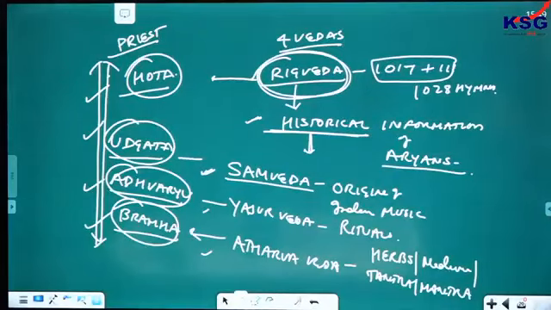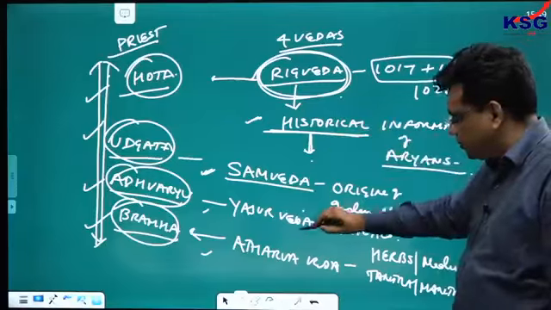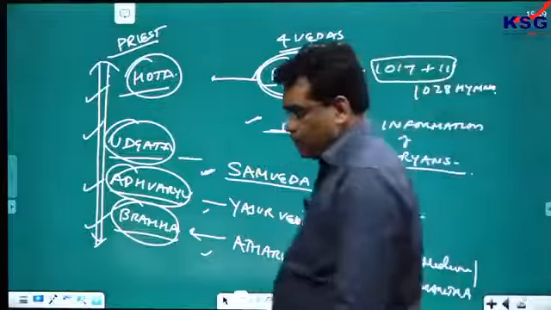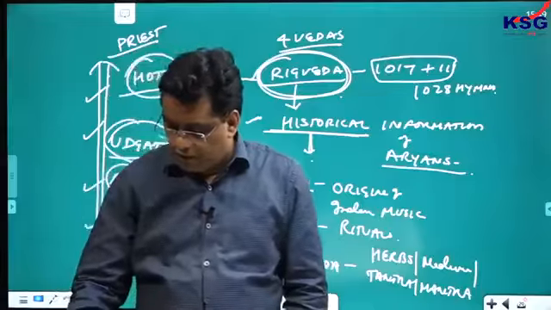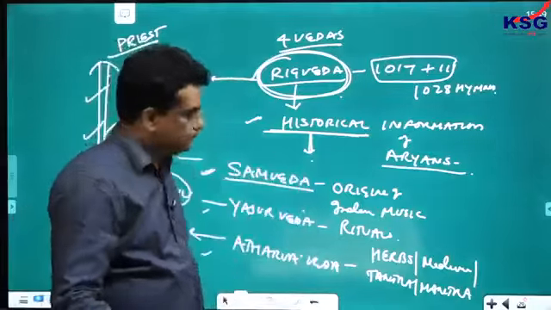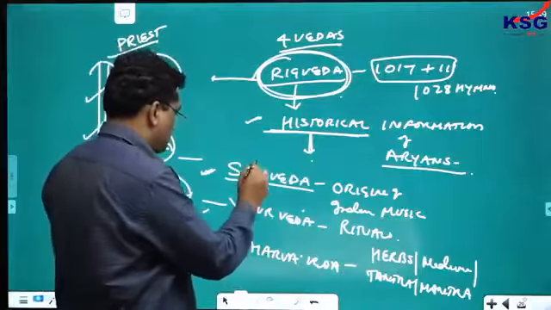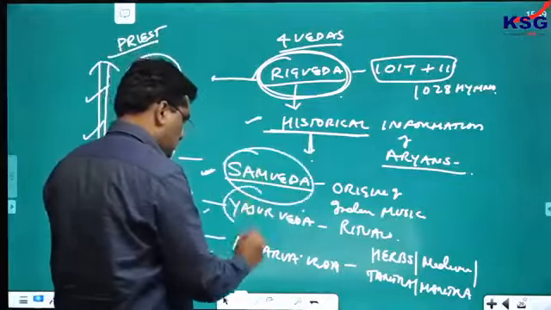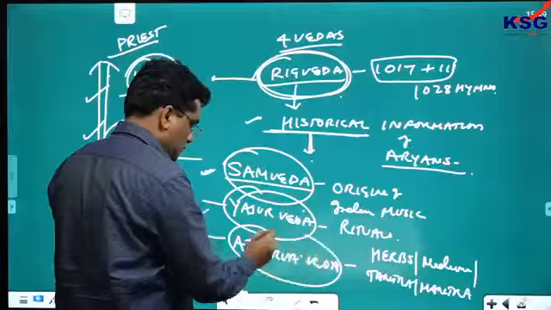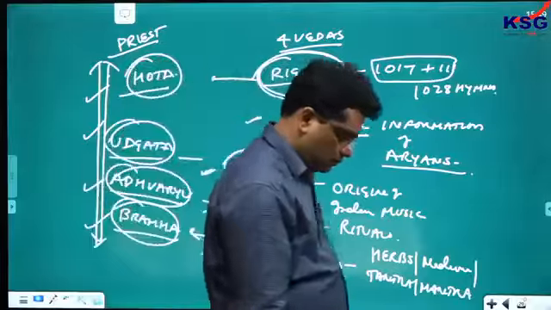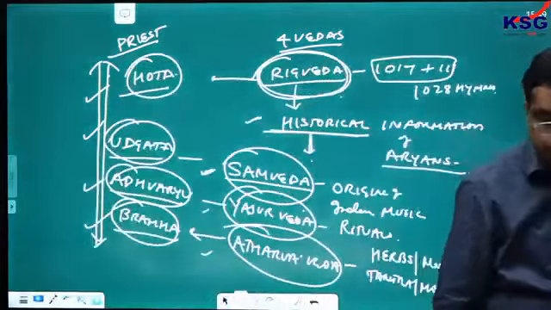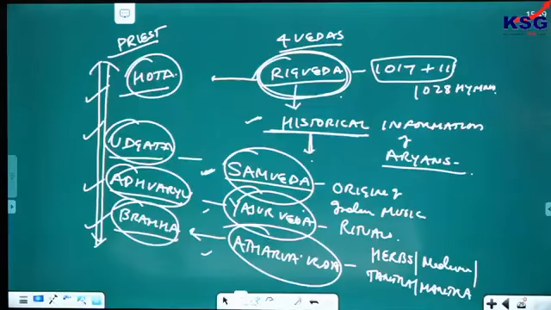So they are the priests related to each of the Vedas: Rigveda, Samveda, Yajurveda and Atharveda. Hota, Udgata, Adhvaryu and Brahma are the priests related to each Veda.